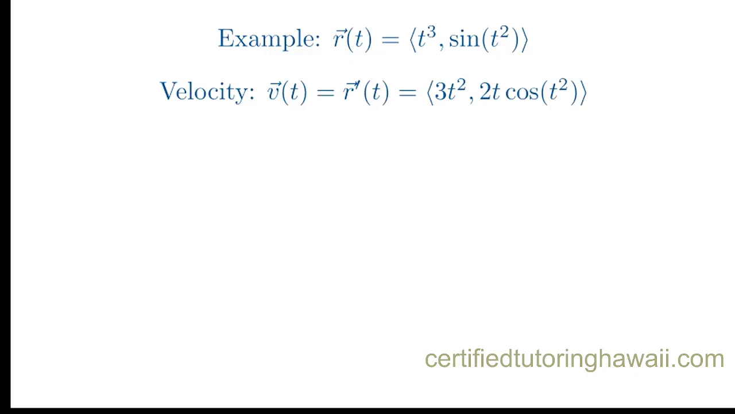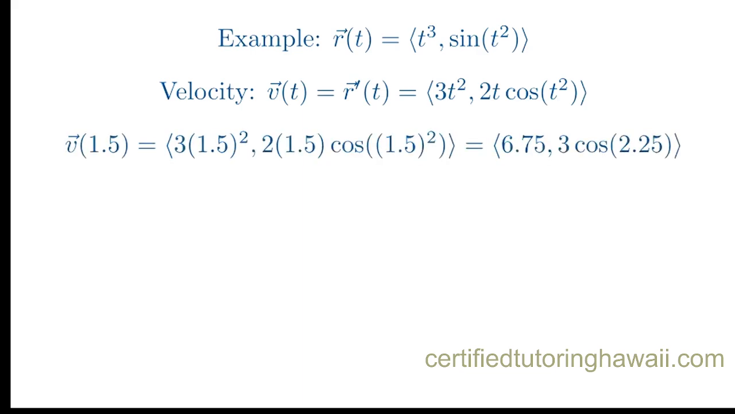Now we plug in t equals 1.5. For the x component, we have 3 times 1.5 squared, which is 3 times 2.25, giving us 6.75. For the y component, we need to be careful with our calculator. First, make sure your calculator is in radians mode. Then, calculate 3 times the cosine of 2.25. This gives us approximately negative 2.05, so the velocity vector is approximately ⟨6.75, negative 2.05⟩.